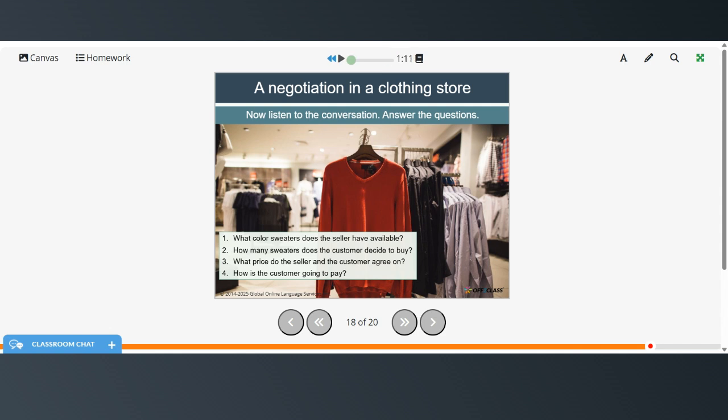Okay, so what color sweaters does the seller have available? He has gray, blue, white, and then a similar one in red. How many sweaters does the customer decide to buy? She agrees to buy 2 sweaters. What price do the seller and the customer agree on? It was $60 for both, or $30 each. And how is the customer going to pay? She's going to pay in cash.